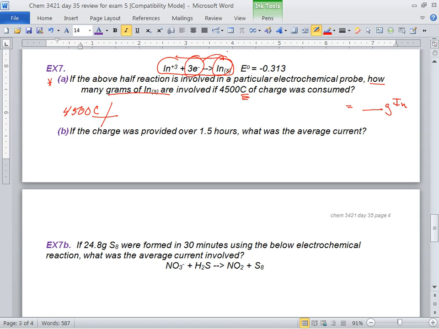So this is where Faraday's constant comes in. You just got to remember it. How many coulombs are in 1 mole of electrons? What was the number? In 1 mole of electrons, there's 96,485 coulombs. Now we're done. You do the mole bridge from the half reaction, use the molar mass of indium, and you're done. You have converted from coulombs all the way to grams.